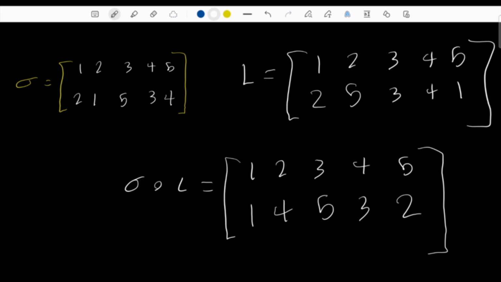I know you may be confused about it, but think like this. L is the direction. You take the element from L, which tells you which element you take from sigma. This is the best explanation I have ever heard. L tells you the direction in sigma, and you take the element from sigma and write it here.